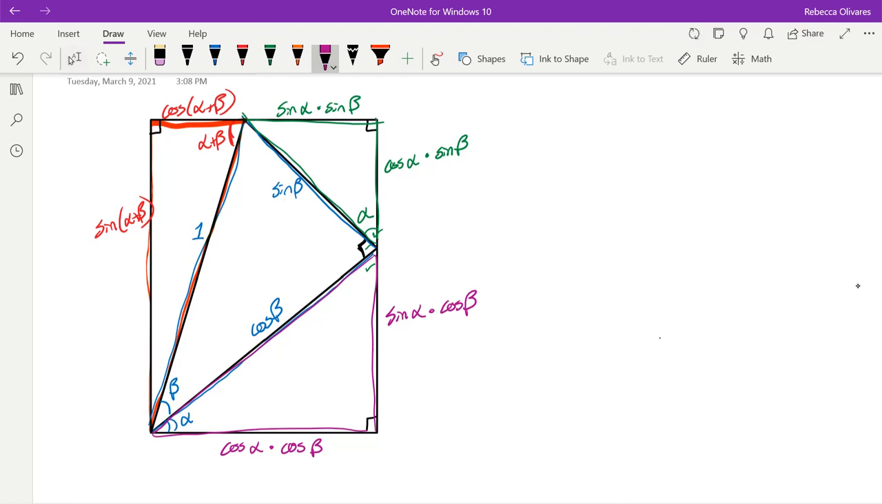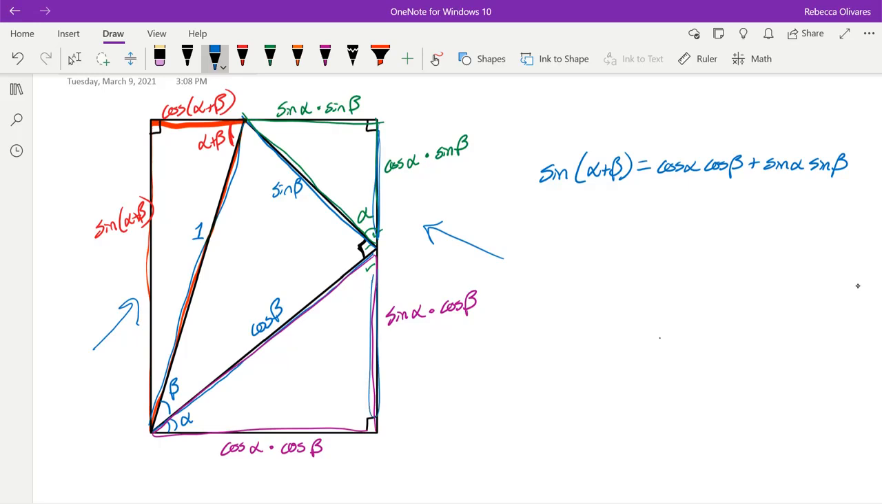Let's go back to our properties of rectangles and remember that the opposite sides of rectangles are equal. So we could say, if I'm looking at the left side and the right side, that the sine of alpha plus beta is equal to cosine of alpha times cosine of beta plus sine of alpha sine of beta. So that leg there is the same length as this leg here, which is the sum of these two legs here.